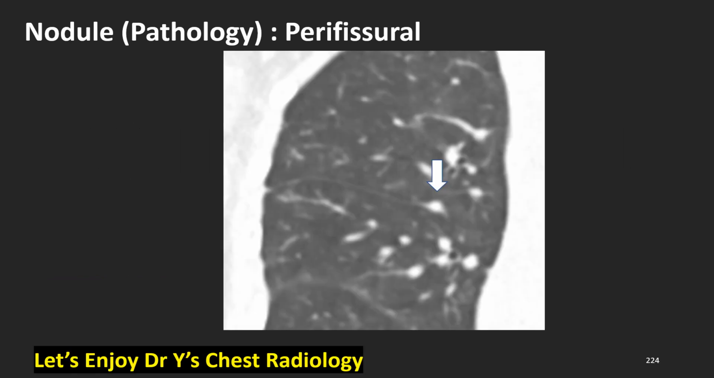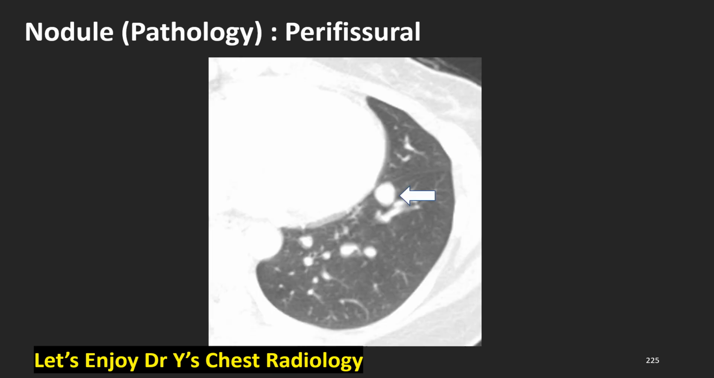Nodule pathology, perifissural. Arrow indicates perifissural nodule of the right minor fissure. Nodule pathology, peripheral. Arrow indicates a nodule of a peripheral location of a major fissure. It is from sclerosing pneumocytoma.